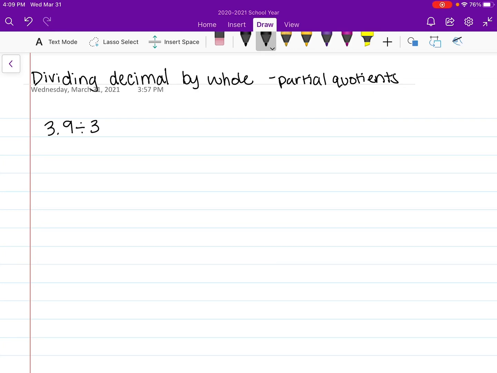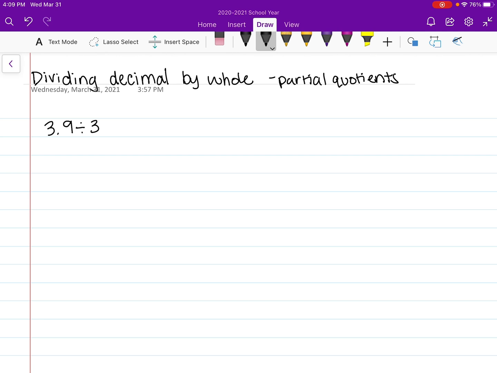We're going to talk about dividing a decimal by a whole number, and we are going to use partial quotients to solve this. This is different than the typical long division algorithm that a lot of people have grown up with. This is something that is taught more now. So I want to look at 3 9/10, or 3.9, divided by 3.